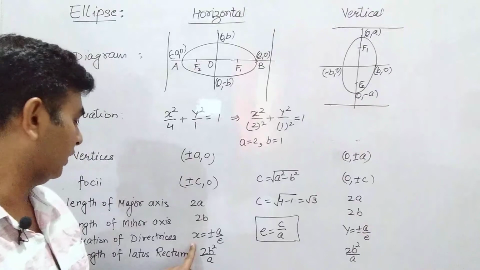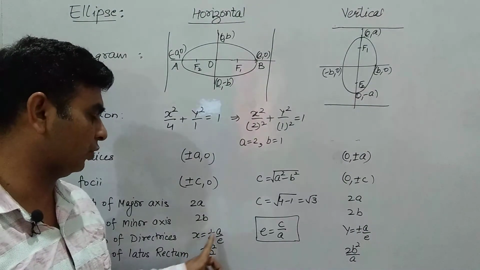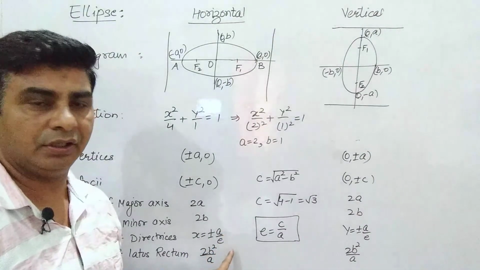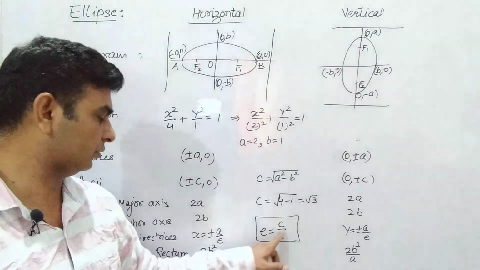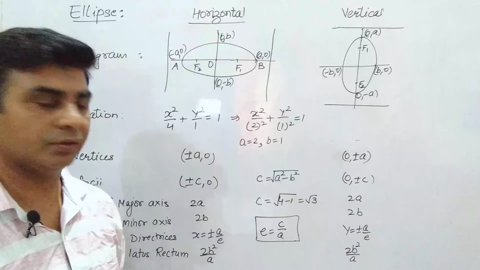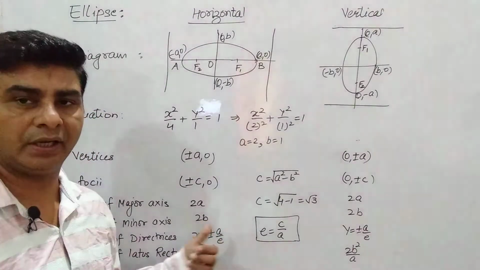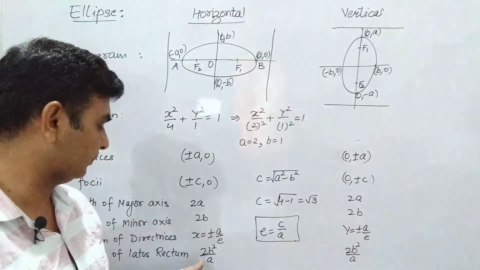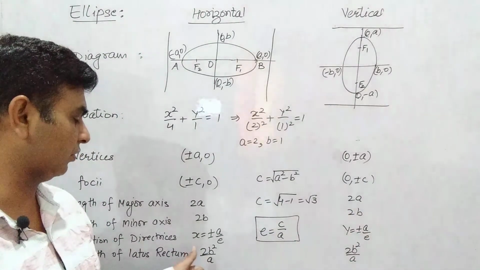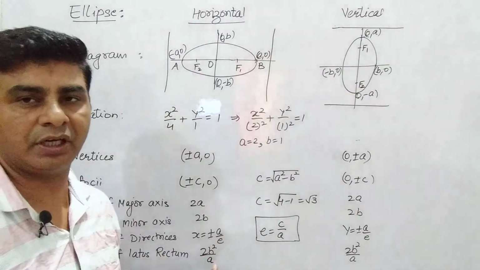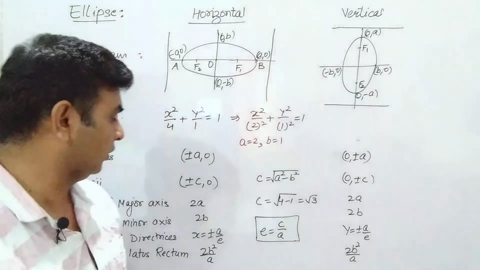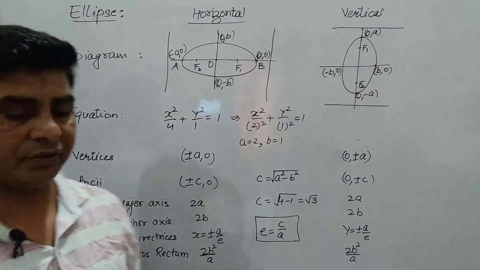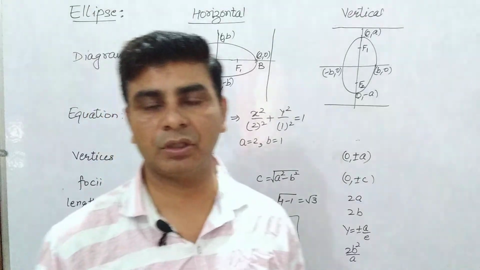Now the equation of directrix is given by x is equal to plus minus a by e. How much is our a? a is 2. What is the value of e? e can be obtained by c by a. So you can find the equation of directrices also. And the length of latus rectum is given by 2b square by a. For 2b square by a, the value of b and the value of a need to be put and you will find the value of the length of latus rectum. So in this way we can do the questions.